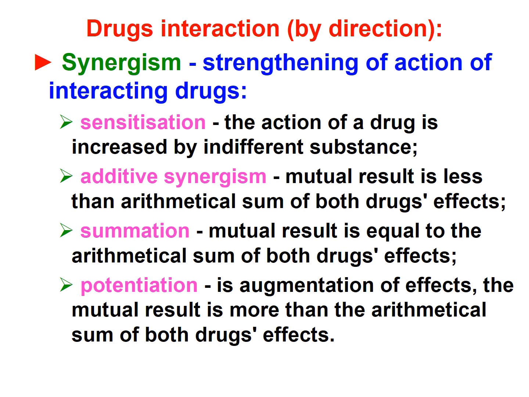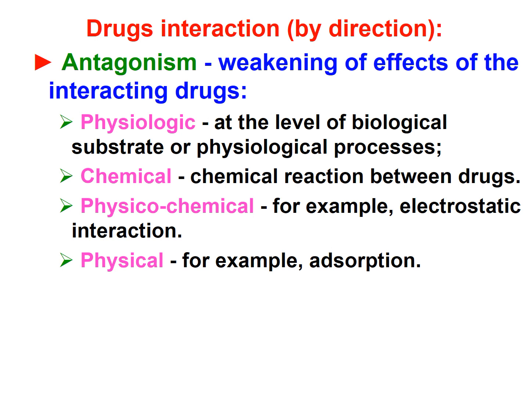Synergism is the strengthening of the action of interacting drugs, and it can be represented with such types as sensitization, additive synergism, summation, and potentiation. Antagonism is the opposite situation. It's the weakening of the effects of the interacting drugs, and it is usually represented with such types as physiological, chemical, physicochemical, and physical antagonism.